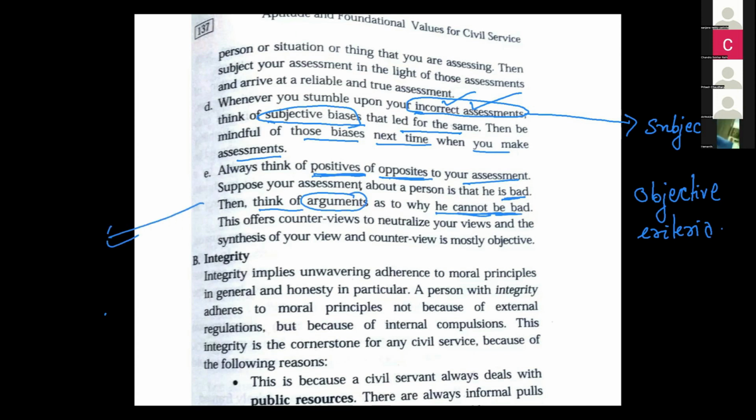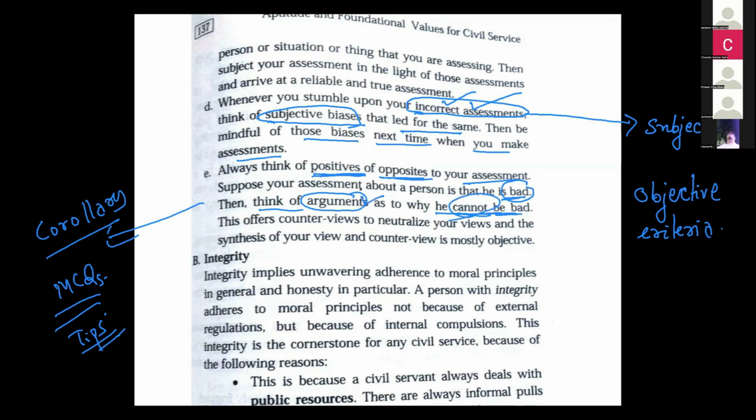This I call a corollary method, which we use in MCQs also. These are some tips and tricks I'll tell you later after December, like how to solve some questions, especially economic questions. So if you know that he is bad, suppose your assessment about a person is bad, then think of some arguments which will prove why he cannot be bad.